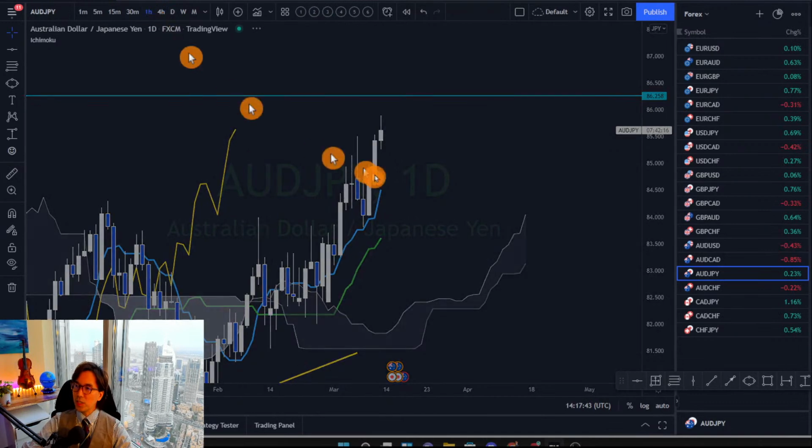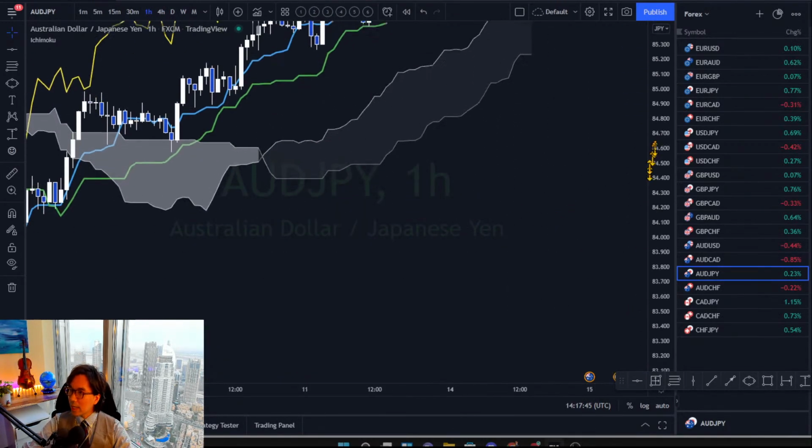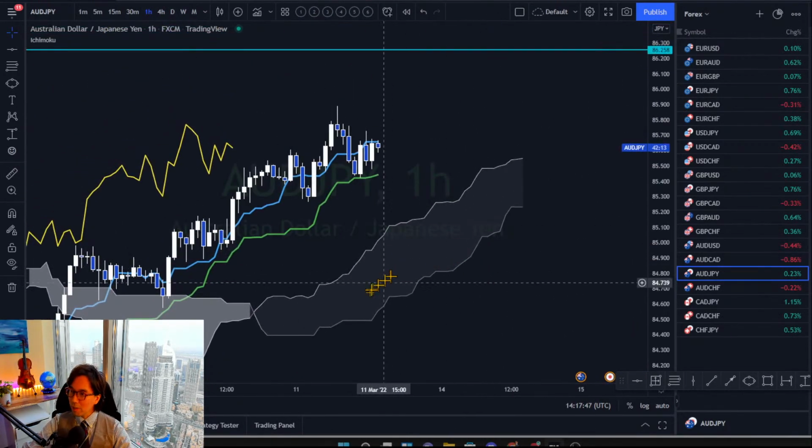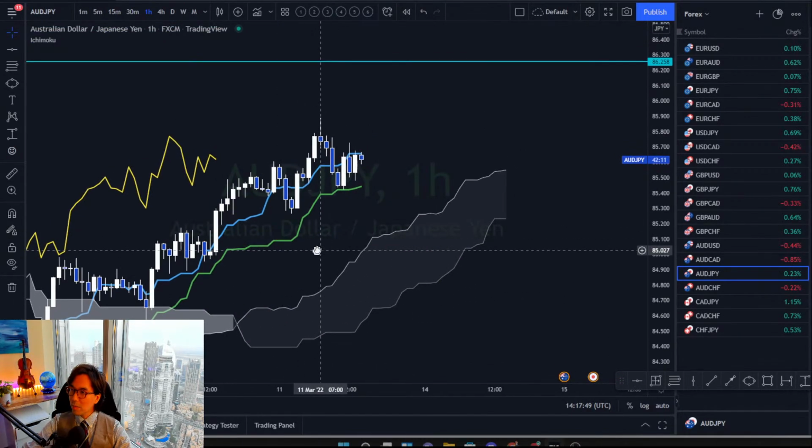So let's look into 1 hour and see what's happening. So on the 1 hour chart, it looks like the market broke the Tenkan-sen once, but it was supported by the Kijun-sen and is still going up right now.